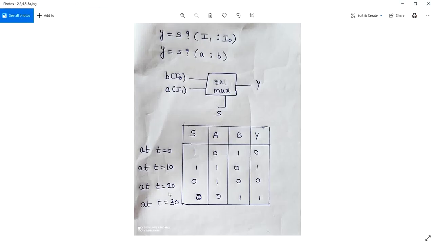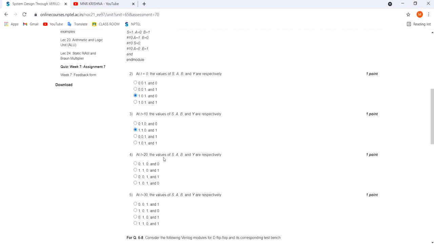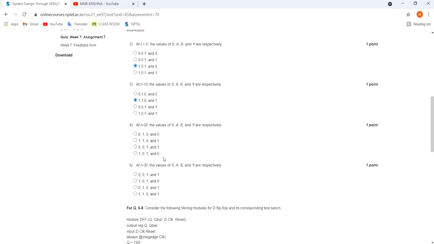Then s is equal to 1, a is equal to 1, b is equal to 0. For s equals 1, a is selected, so a is 1, then y is equal to 1. So 1 1 0 1 at time t equals 10. 1101, option B is the correct answer for this question. Move to the next question.